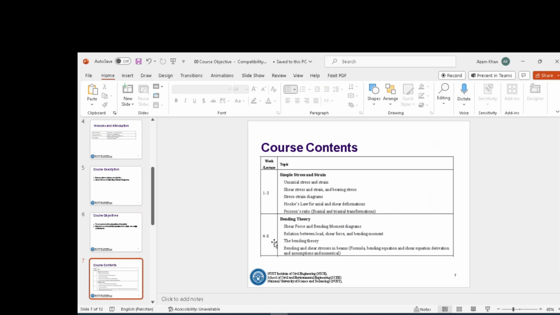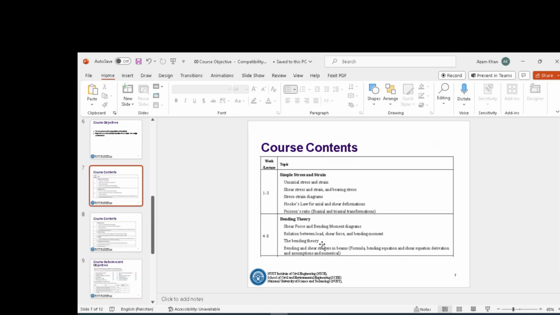From fourth till eighth week, rather, I should say, we will do the bending theory, where we'll discuss the shear force and bending moment diagrams, the bending moment formula, what is engineer's beam theory or Euler-Bernoulli theory. So that sort of stuff is going to be discussed under this topic.